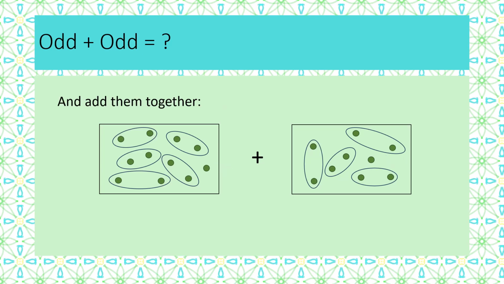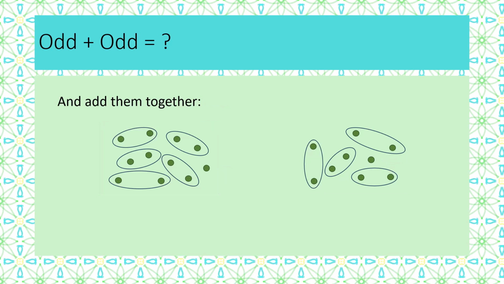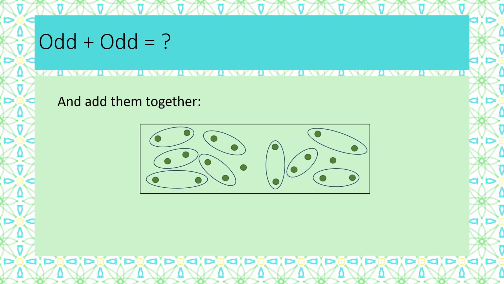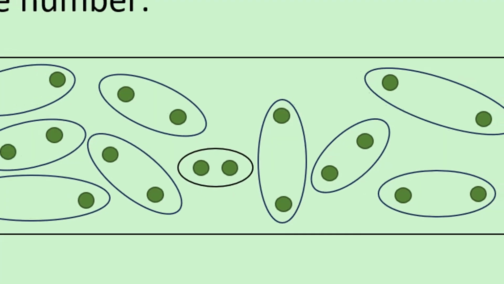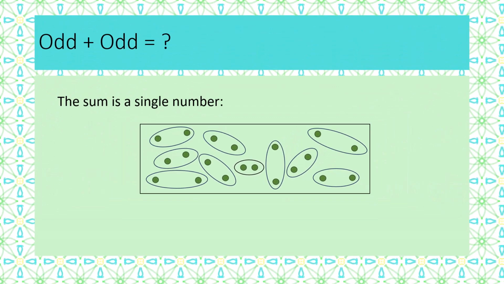We add the 2 numbers by putting them together. The sum is a single number separated into groups of size 2 with 2 objects left over. But those 2 objects form another group of size 2. Thus, the sum is a single number separated into groups of size 2 with no leftover objects. Thus, the sum of 2 odd numbers is even.